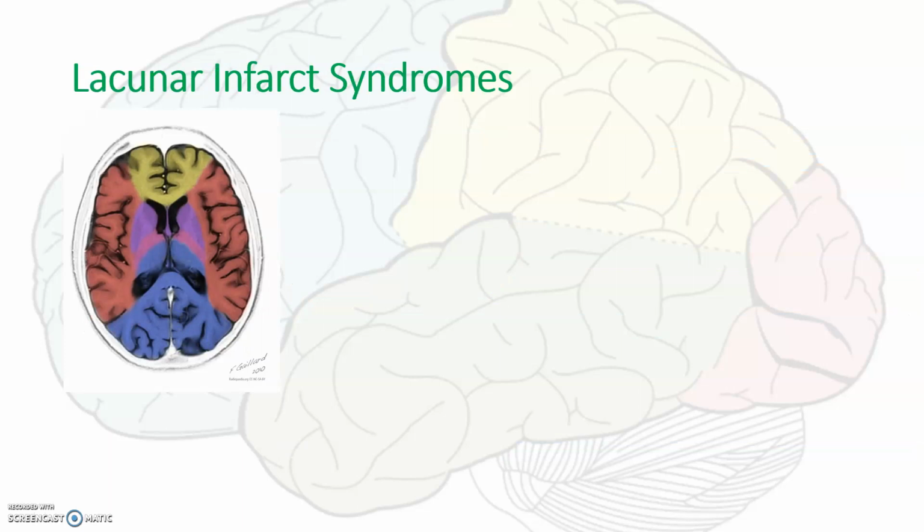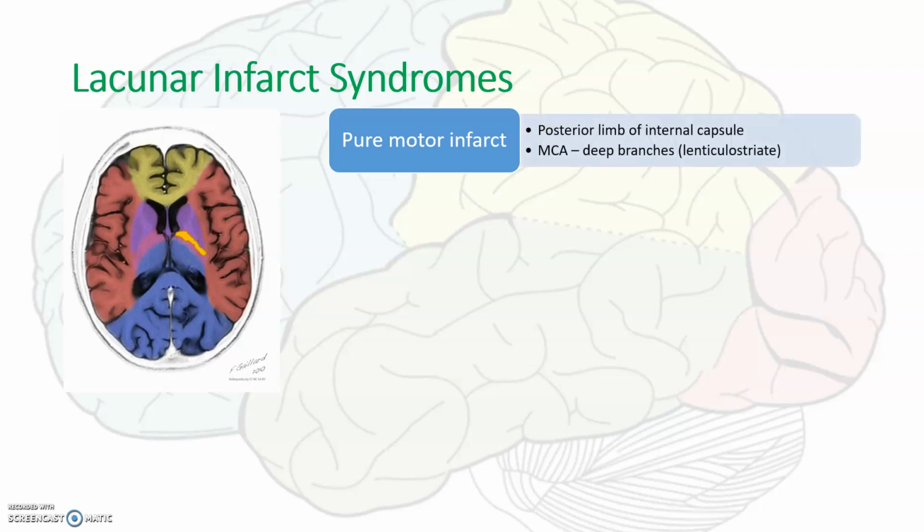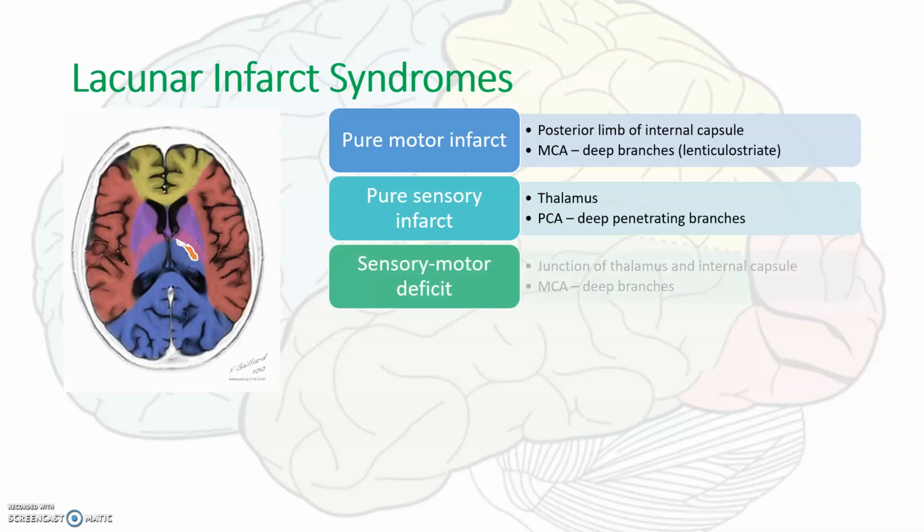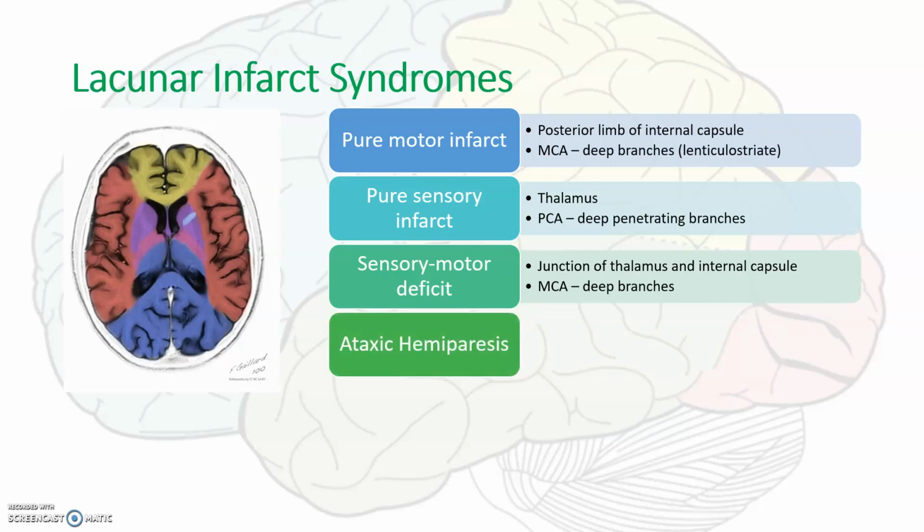Finally, if we look at lacunar infarct syndromes, you could have pure motor infarcts involving the posterior limb of the internal capsule, pure sensory infarcts involving the thalamus, sensory motor deficits if the junction between the thalamus and the internal capsule is affected, and ataxic hemiparesis if the corona radiata or anterior limb of the internal capsule is affected.